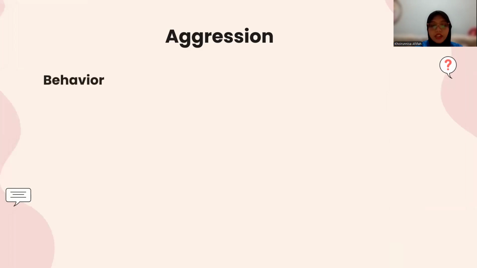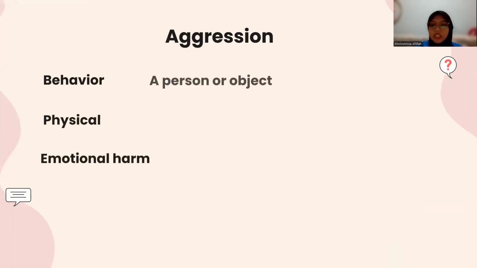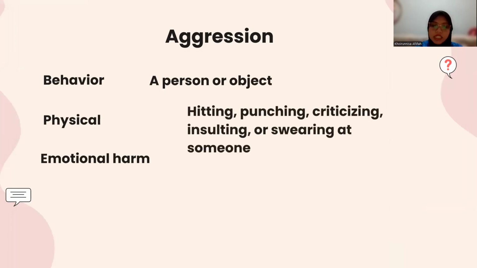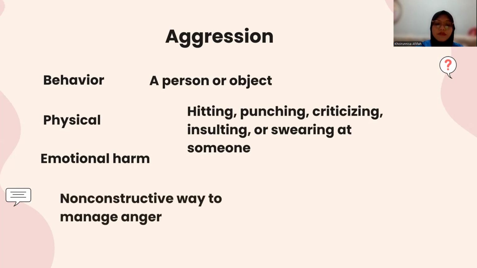Aggression is a behavior intended to cause physical or emotional harm to a person or object. It includes actions such as hitting, punching, criticizing, insulting, or swearing at someone. Aggression is considered a non-constructive way to manage anger, contrasting with constructive alternatives like expressing hurt feelings or addressing the issue directly.